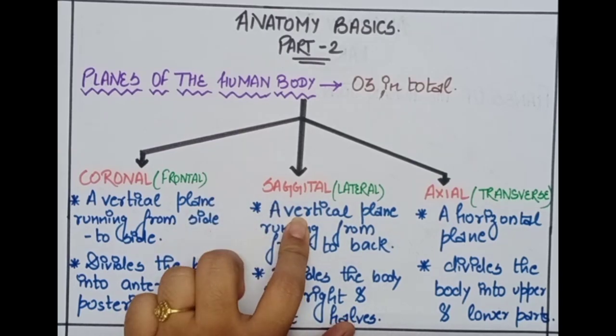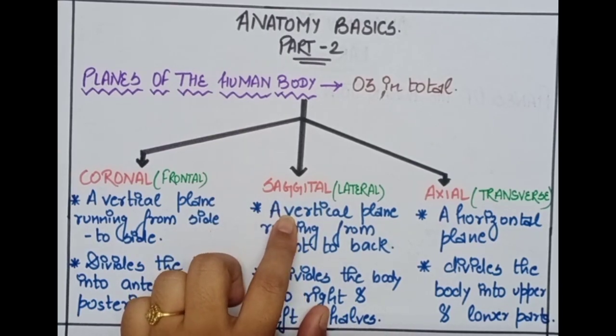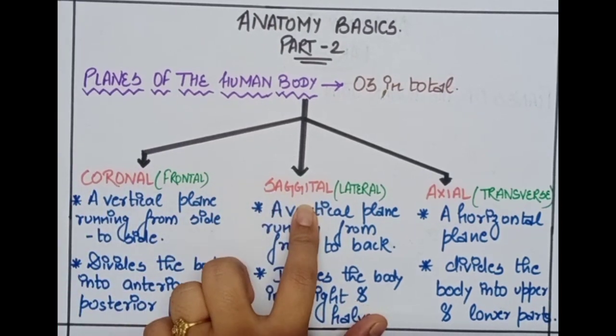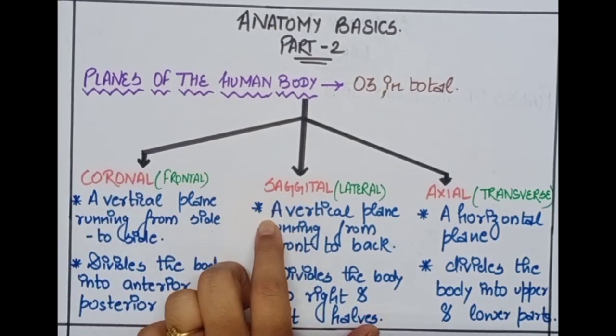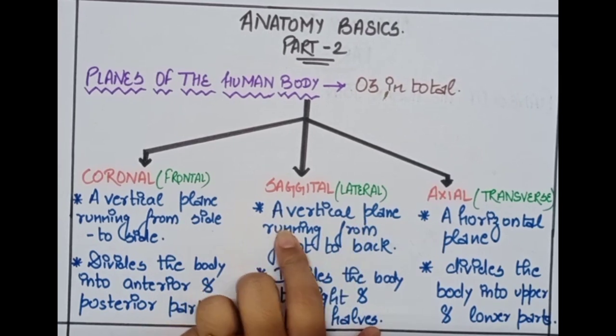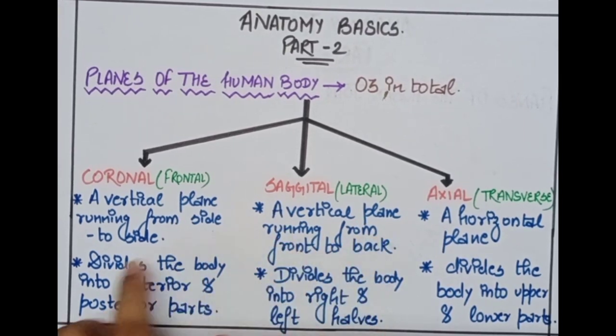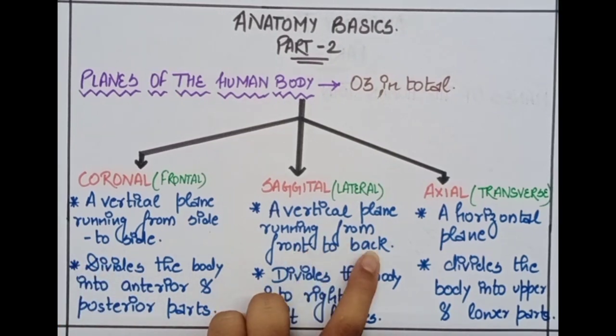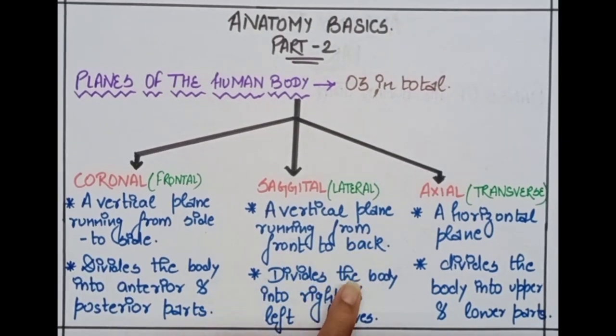plane. This is also a vertical plane, like the coronal plane. It is a vertical plane that runs from front to back. Here it runs from side to side and here it runs from front to back. Then it divides the body into right and left halves. This is going to divide your body into right and left halves.